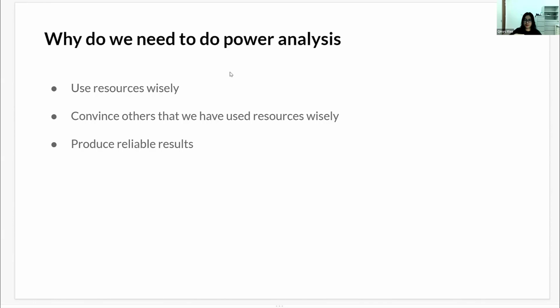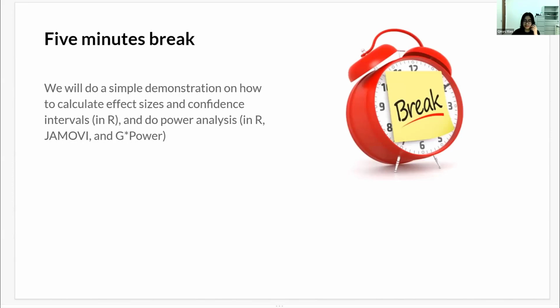We also have to convince others that we have used resources wisely. So if we conduct an a priori power analysis and we submit our research to the journals, the reviewers can see that we have planned our studies wisely, so that the effect that we have can be trusted, can be reliable, and they have a sense of how much power we have in the studies that we have conducted. And that's going to help us produce reliable results. And that's basically the part about power analysis.